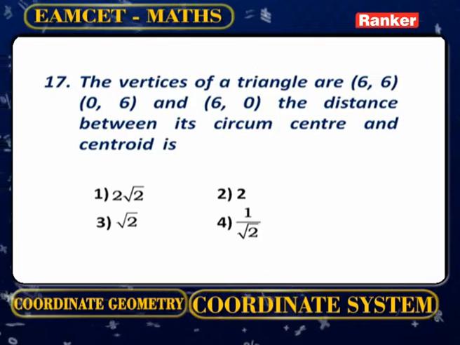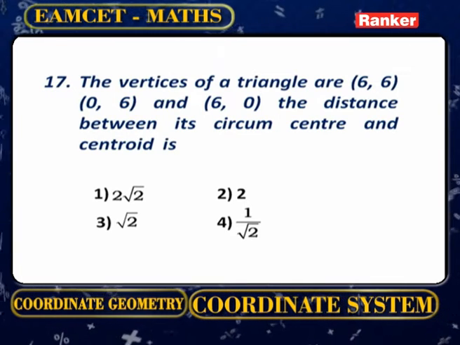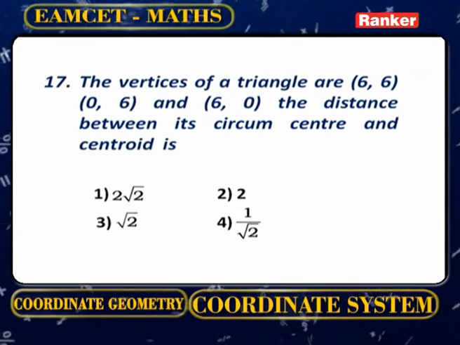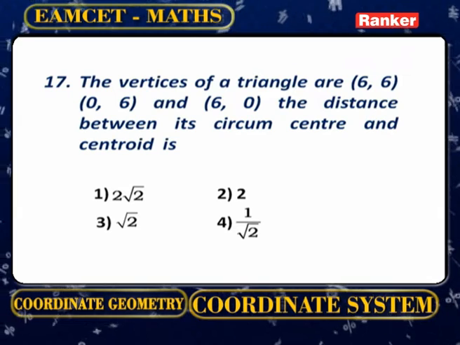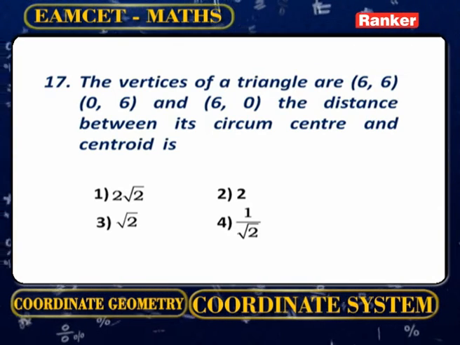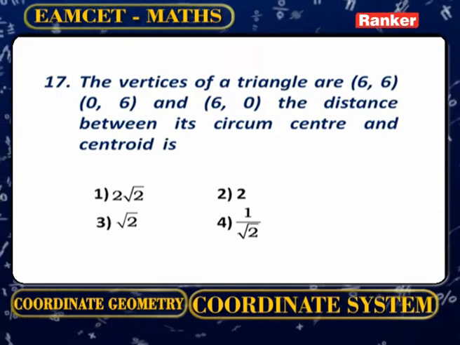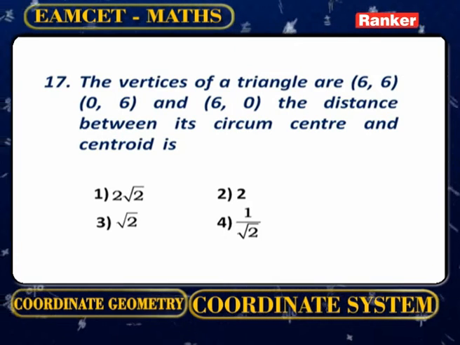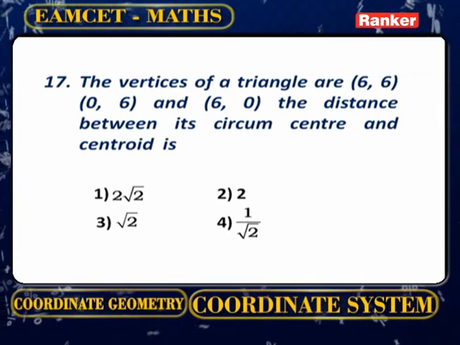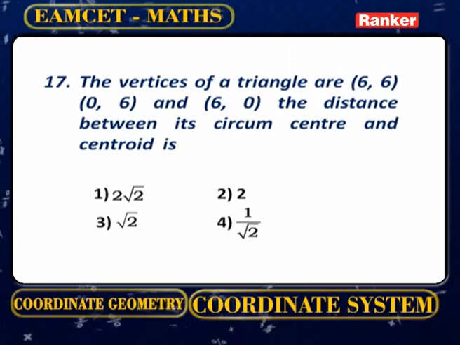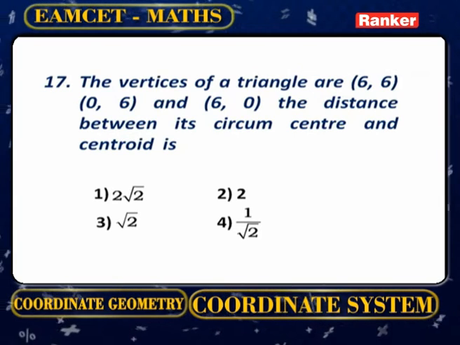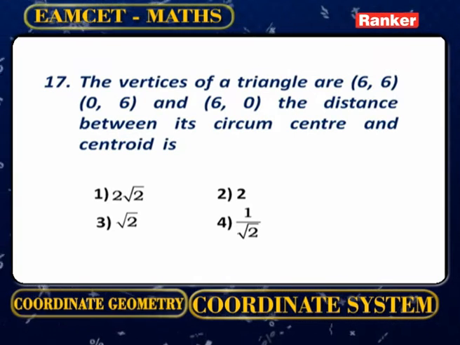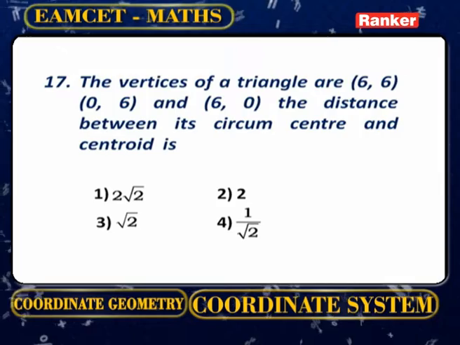The vertices of a triangle are (6, 6), (0, 6) and (6, 0). Then find the distance between the circumcenter and centroid of the triangle formed by the given points.